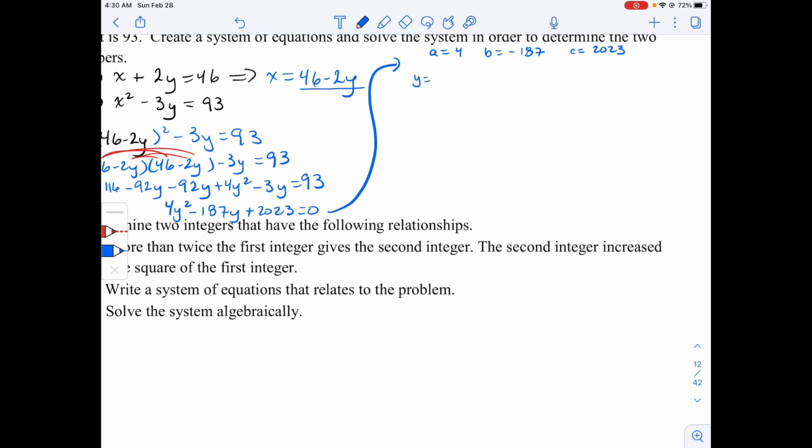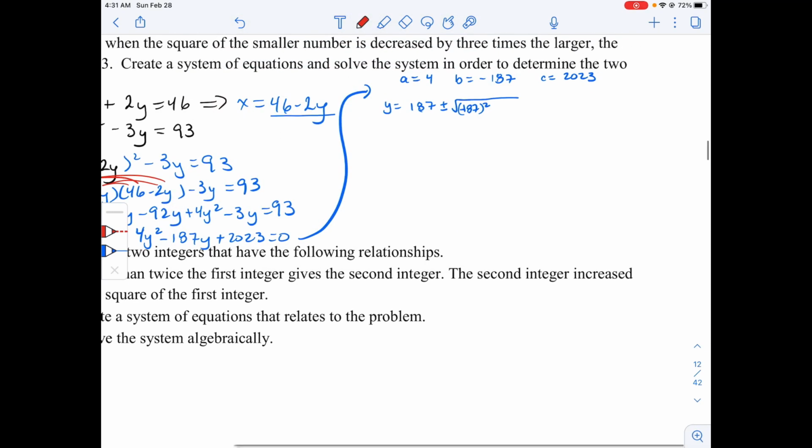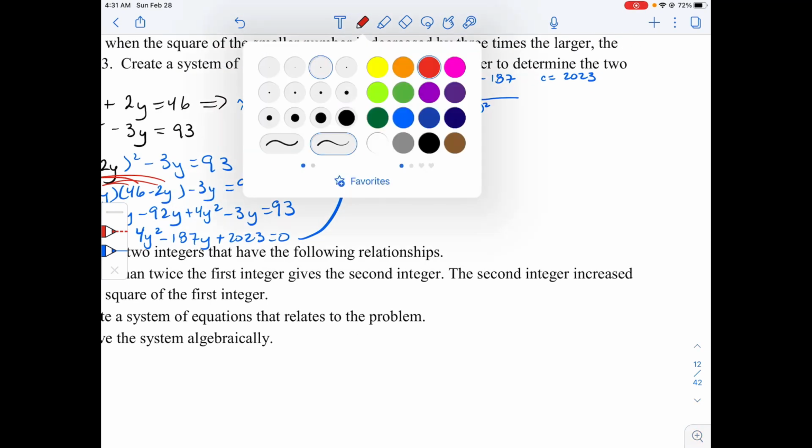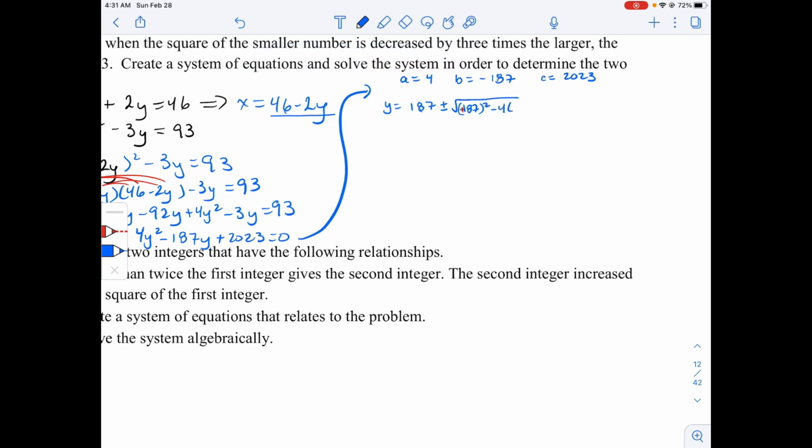So we of course get y is equal to negative negative 187, which is positive, plus or minus the square root of 187 squared. And that was a negative, but I often say that if we're going to square that out, we just make it a positive right away. Minus 4 times 4 times 2023, all over 2 times 4.